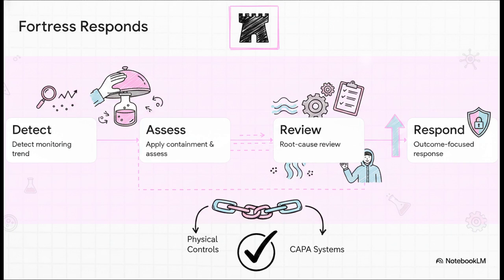Step 3, they launch a root cause review, diving into recent facility activity, checking airflow patterns, and reviewing personnel gowning practices. And step 4 is the outcome-focused response. This is just a brilliant illustration of how the physical controls and the administrative CAPA systems work perfectly in tandem to resolve an issue, guaranteeing that patient safety is never, ever compromised.